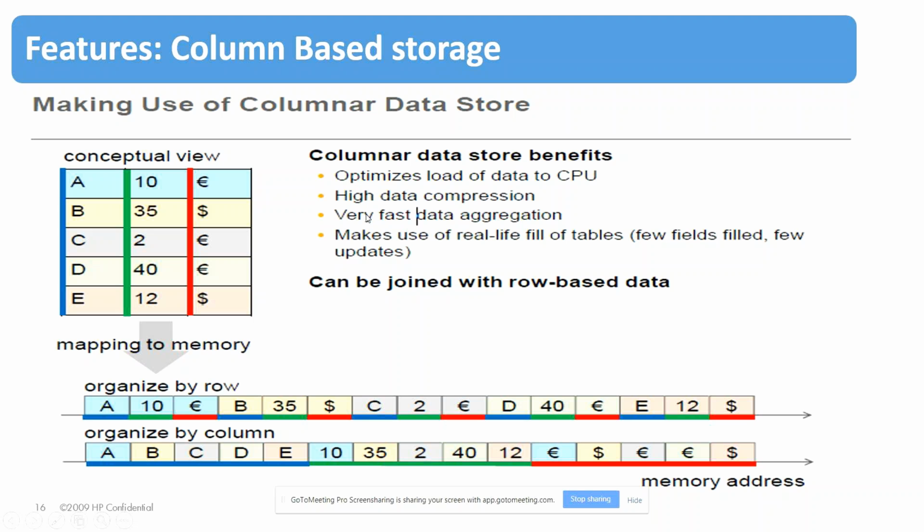With this column-based data storage, we can get benefits like optimized loading of data to the CPU. High data compression, so there is no scope for wastage of memory location addresses. Why? Because we can store all the data in consecutive memory locations. There is no wastage of storage, so we can optimize the data storage with the HANA database.